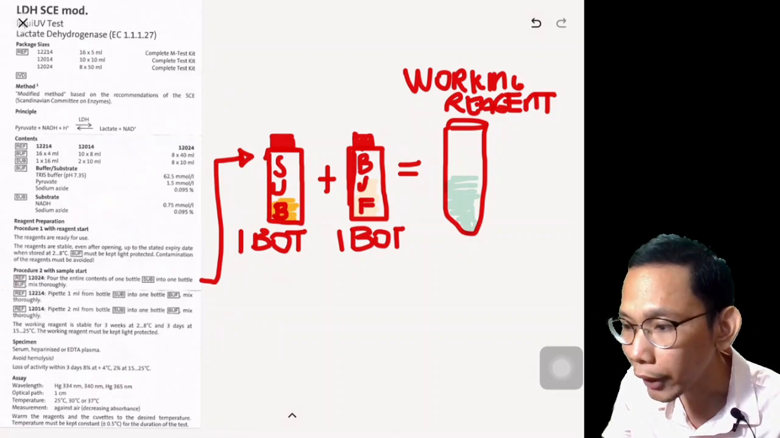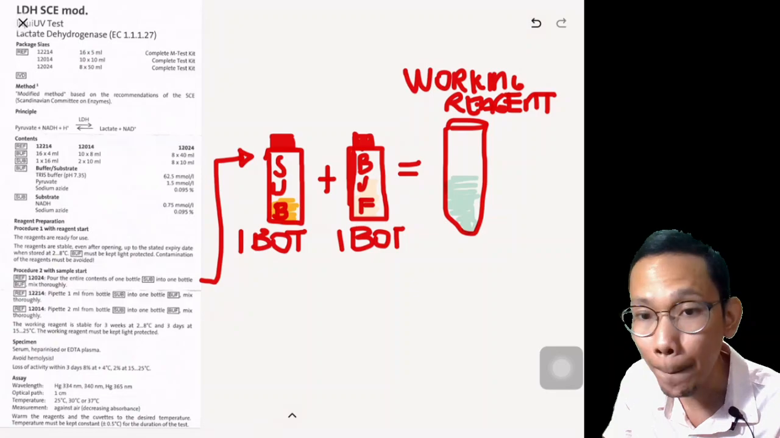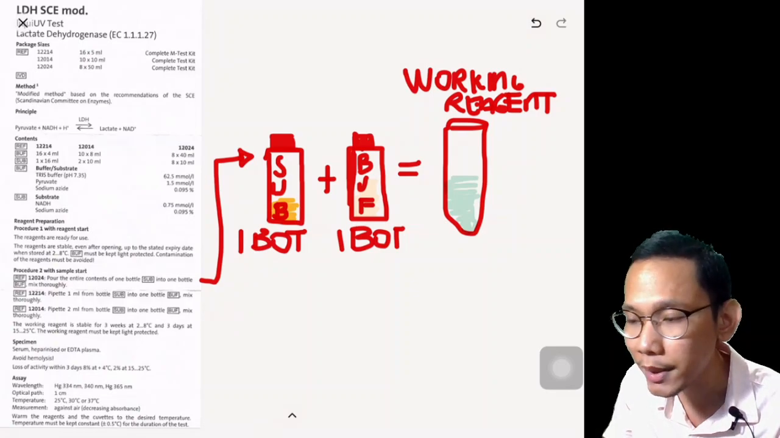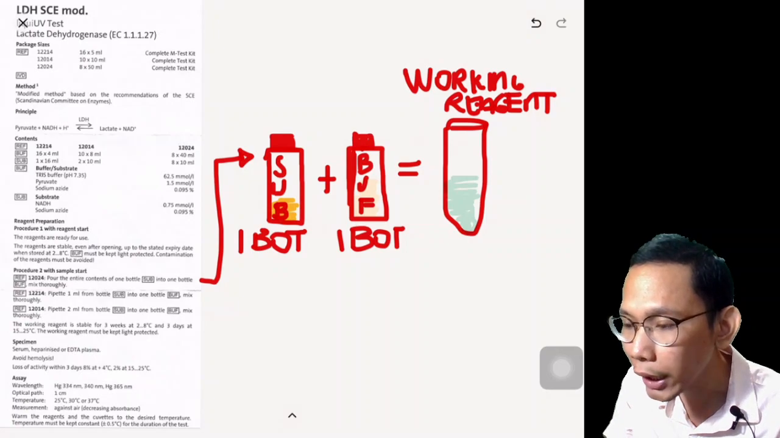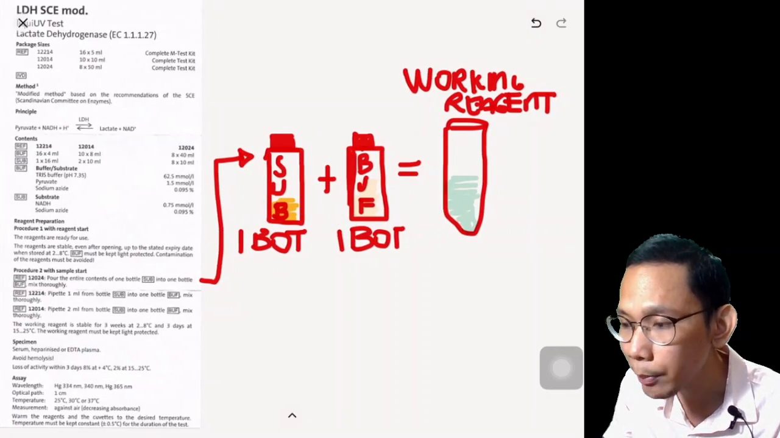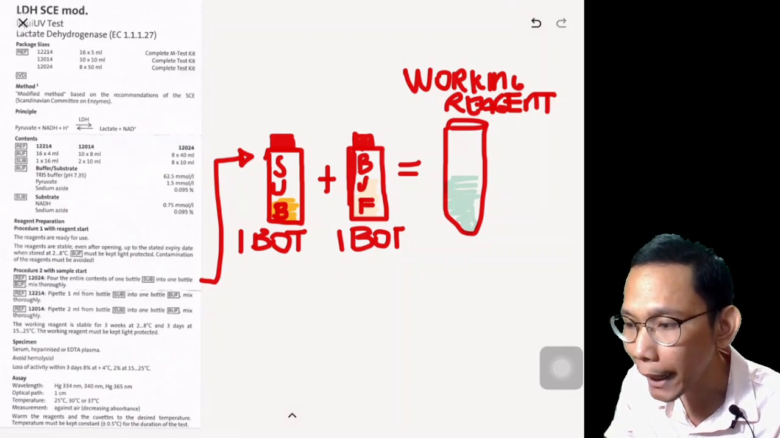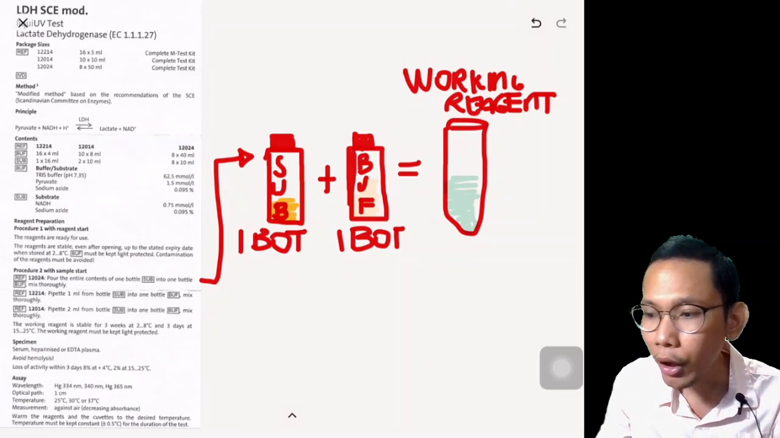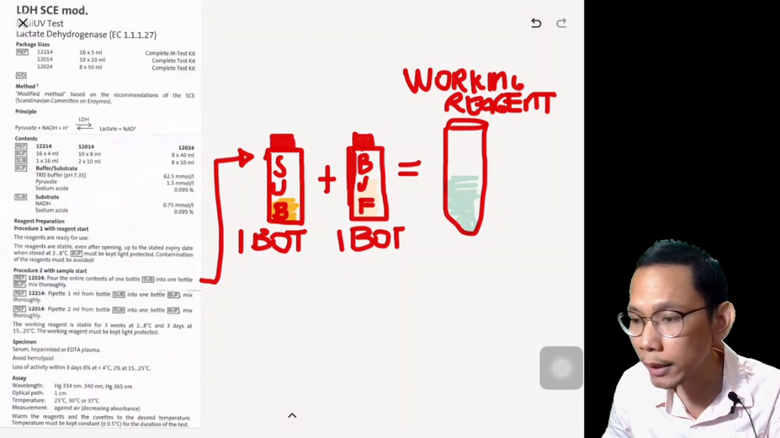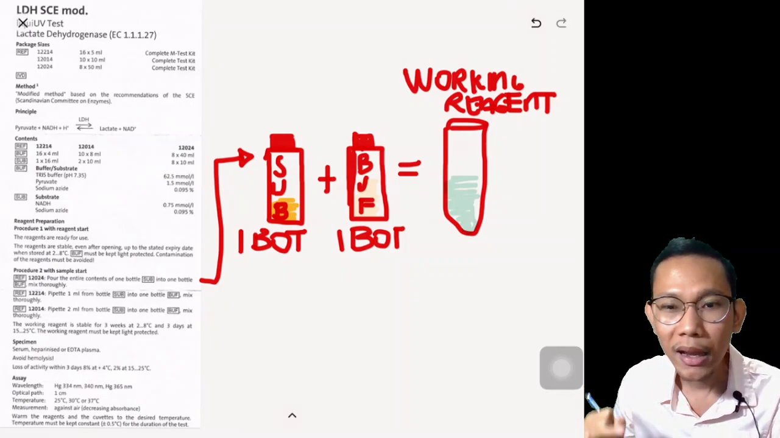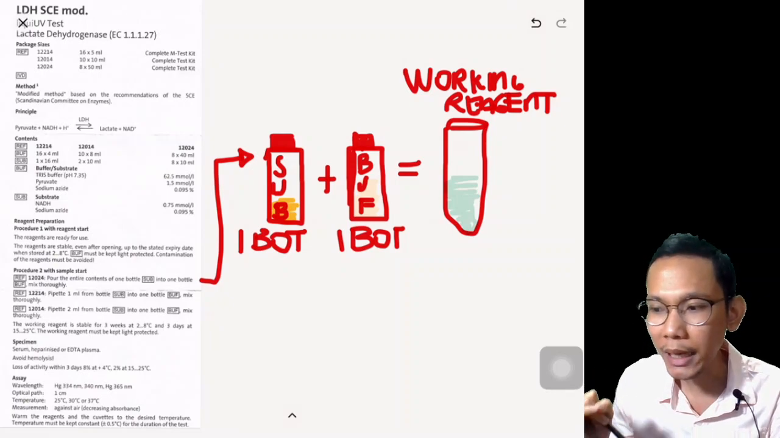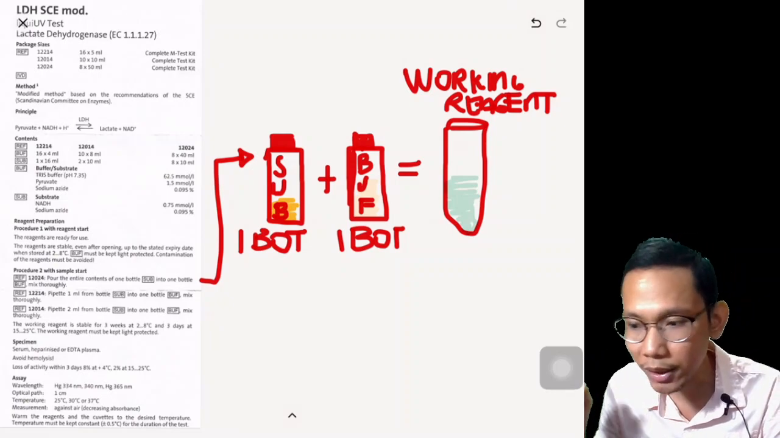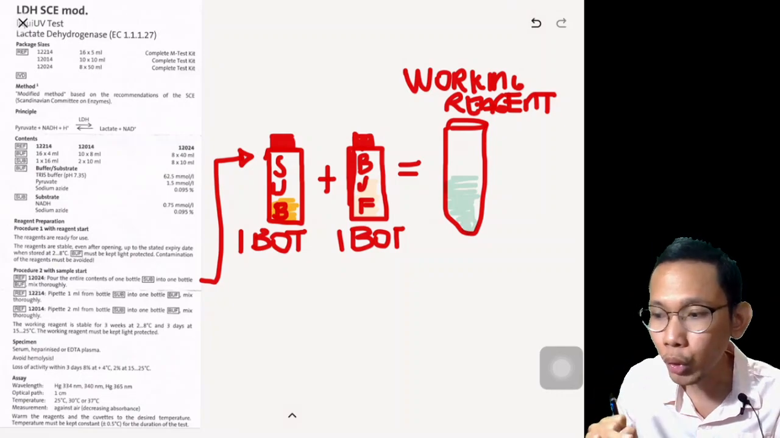For your LDH kit, meron tayong ibang-ibang contents. Meron tayong reference number, meron tayong BUF, which is the buffer, meron tayong SUB, which is your substrate. Sa buffer, meron siyang Tris buffer, pH 7.35, pyruvate, and sodium azide. Ang laman ng substrate natin is reduced nicotinamide adenine dinucleotide and sodium azide. For the reagent preparation, you can use procedure 1 or procedure 2. Either you go for procedure 1 with reagent start or procedure 2 with sample start.